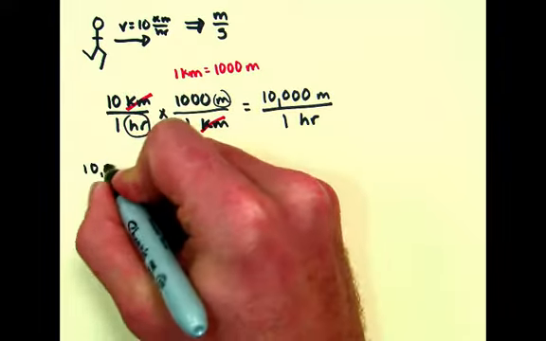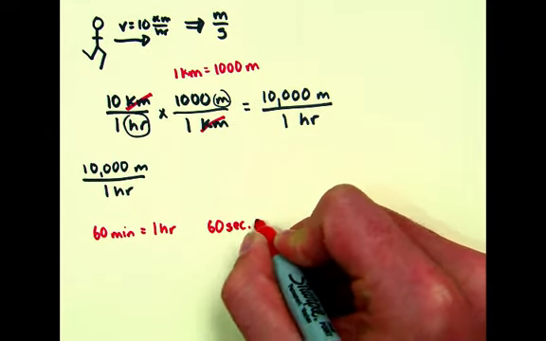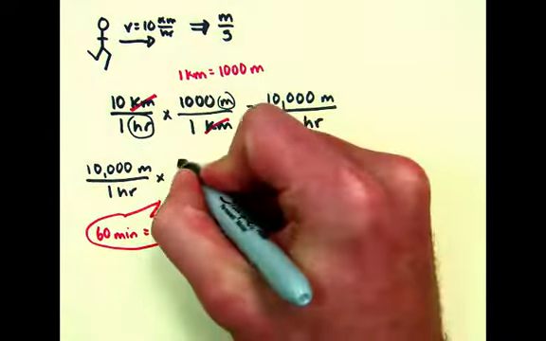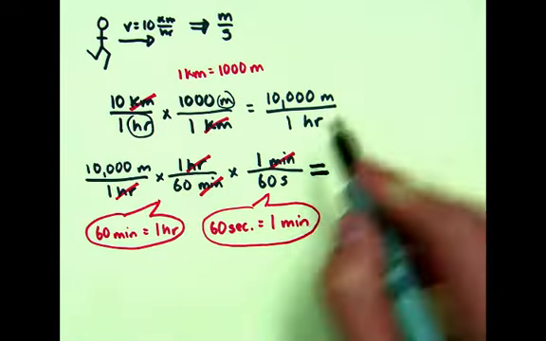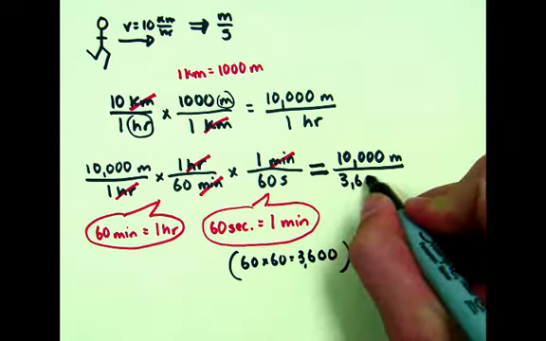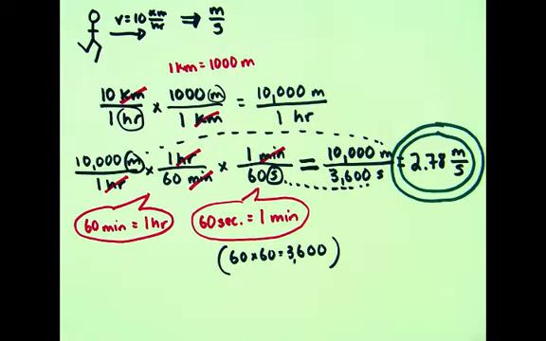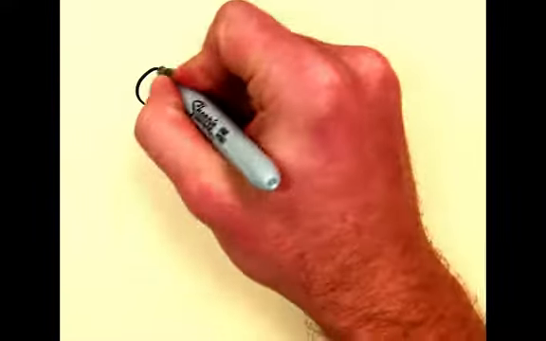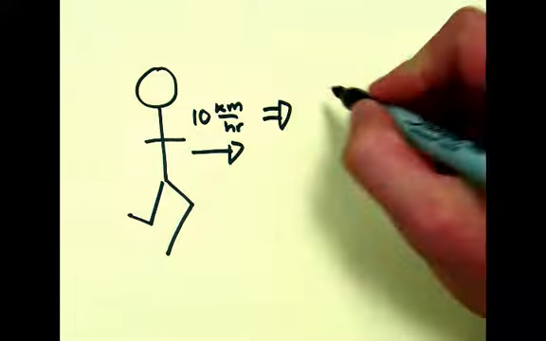Let's work with hours. I know there's 60 minutes in an hour, and there's 60 seconds in a minute, so if I plug those in the right places, I've multiplied by 1 several times, so I didn't change the quantity itself, but now I have the correct number with the units I was looking for all along. So the jogger moving at 10 kilometers per hour is also running at about 2.78 meters per second.